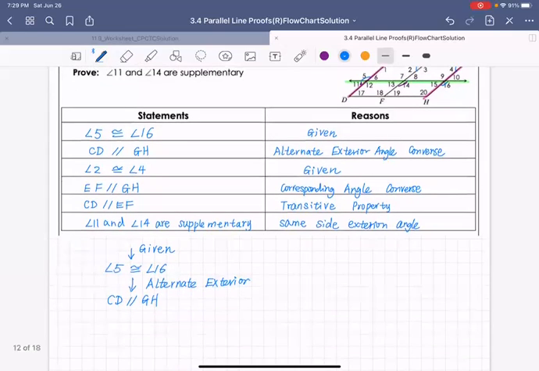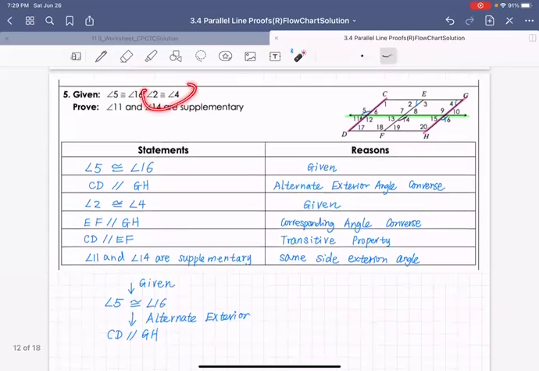Okay, very good. What else have we been given? Angle 2 is congruent to angle 4. Okay, very good. That is given. Next.